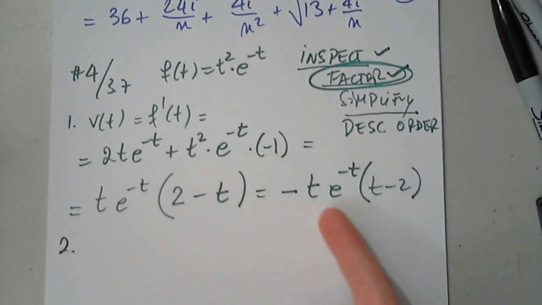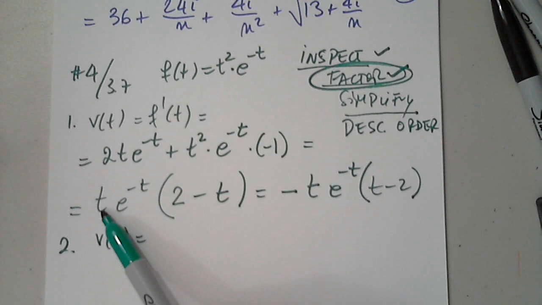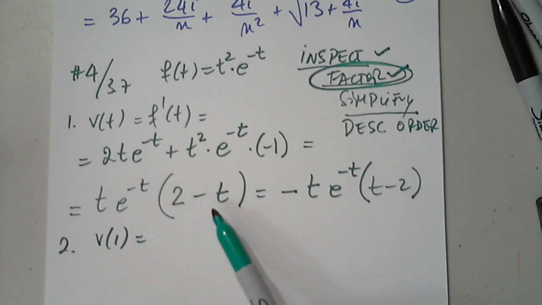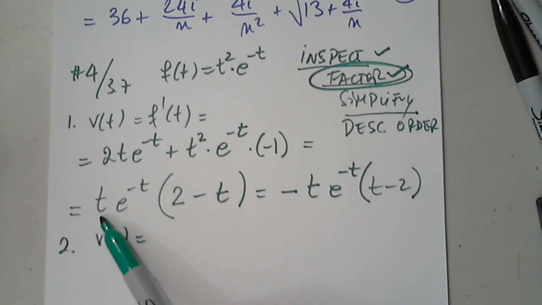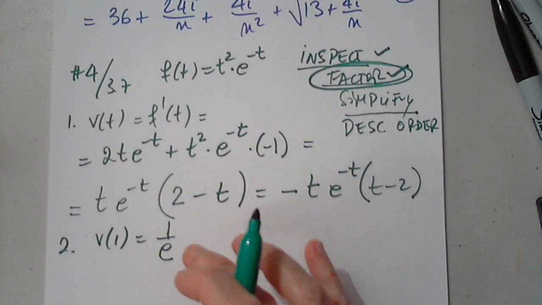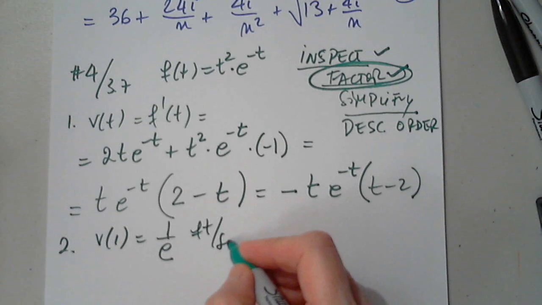Of course, this is not necessary for v of 1. For v of 1, this is 1. This is e to negative 1, which is 1 over e. And this is 1. So 1, 1, e to negative 1. Always write the measurement unit. It says t is measured in seconds and s is in feet. So this is in feet per second.